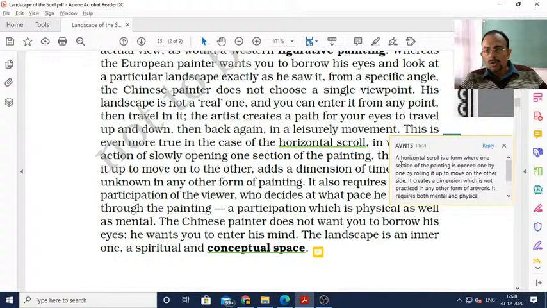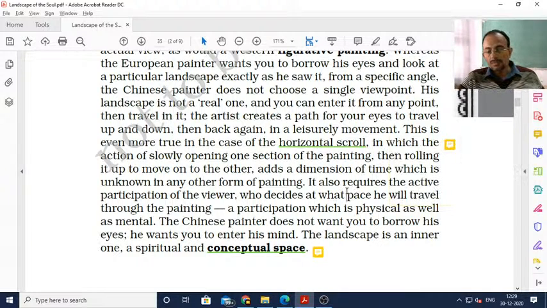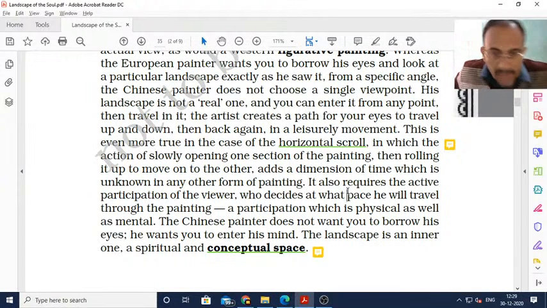A horizontal scroll is a form where one section of the painting is opened. Not all the sections of the painting will be opened together. Only one section is opened, and then another will be opened by rolling it up to move on to the other side. It creates a dimension which is not practiced in any other form of artwork. It requires both mental and physical participation of the viewer.